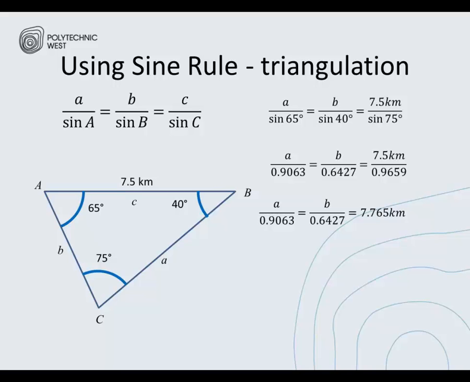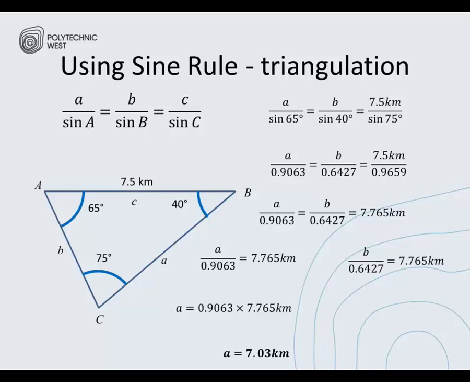Calculating out 7.5 kilometers divided by 0.9659, I end up with this, and I can split this into two equations. a over 0.9063 equals 7.765 kilometers, and b over 0.6427 equals 7.765 kilometers. I'll look at the first one. So a divided by 0.9063 equals 7.765 kilometers. Getting a by itself and calculating, I find that the distance a between myself and Parker Point is about 7 kilometers.